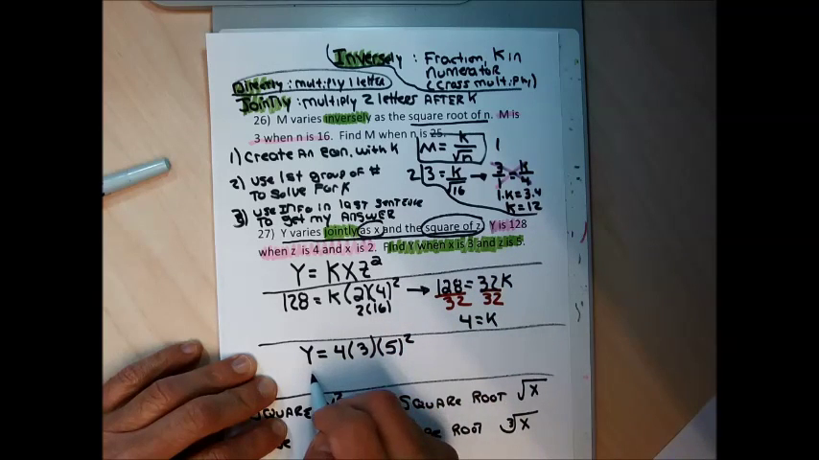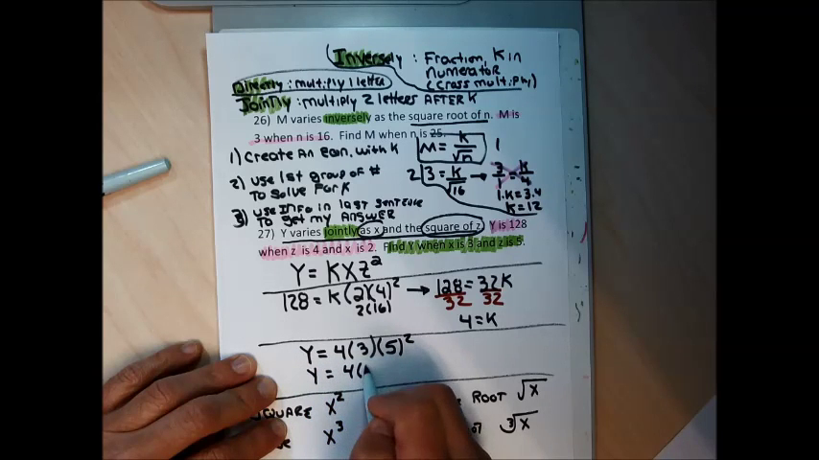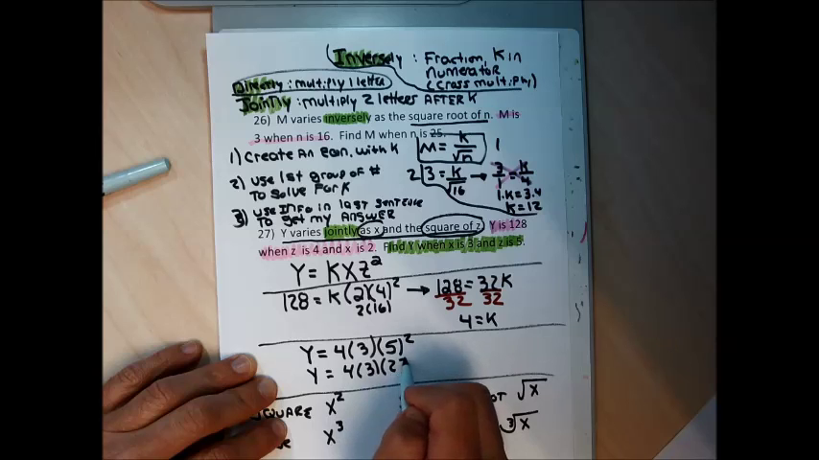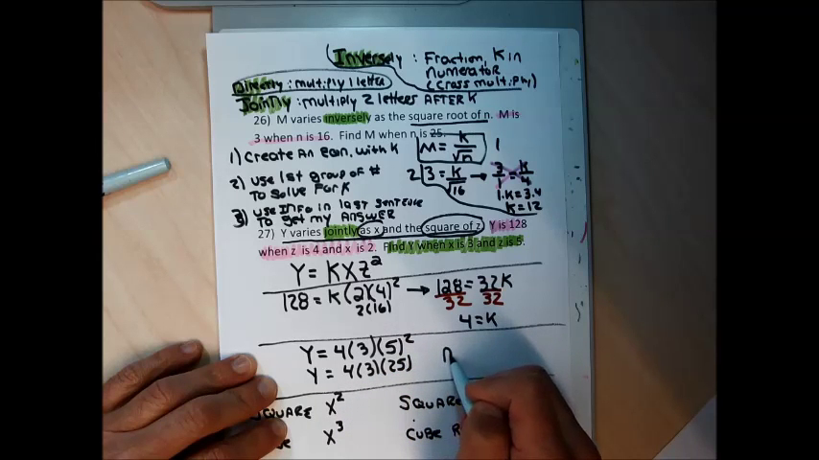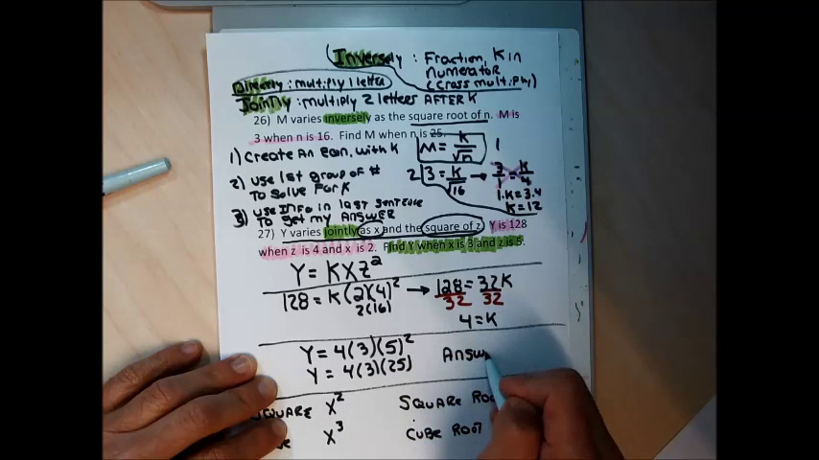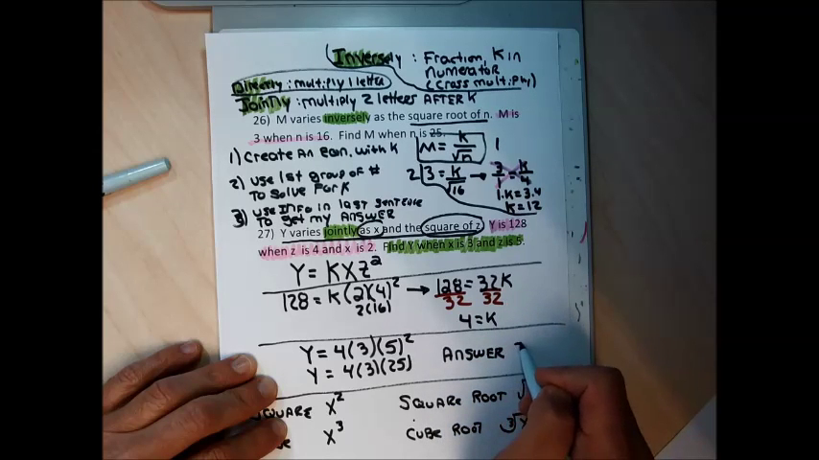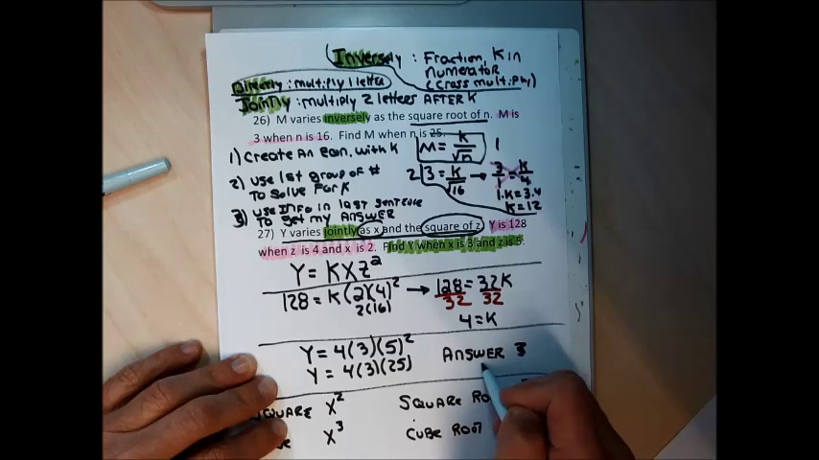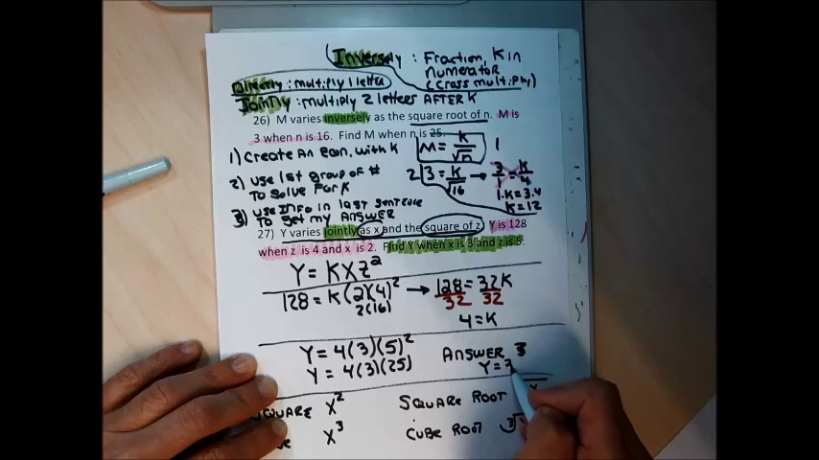Order of operations forces me to do the exponent first. So this is going to be 4 times 3 times 25. And my answer, I think this comes out to be 300. I should probably have my calculator out. And it should probably be y equals 300 because I'm solving for y.